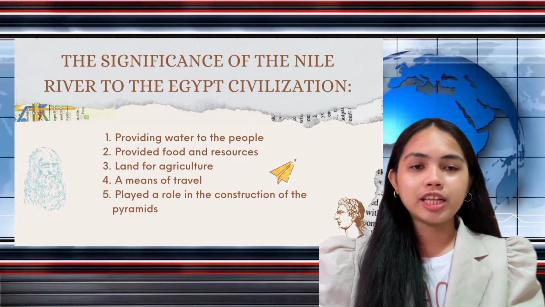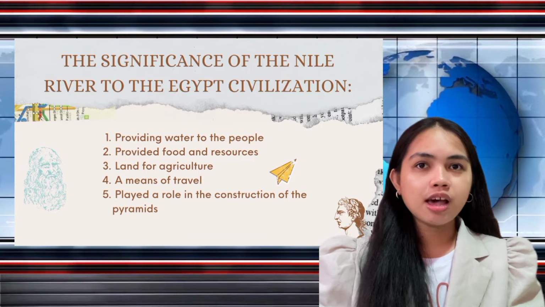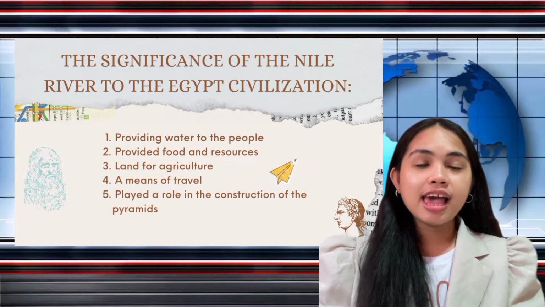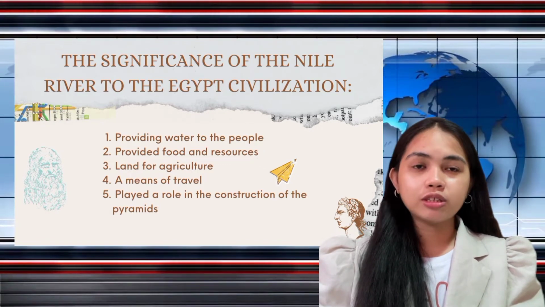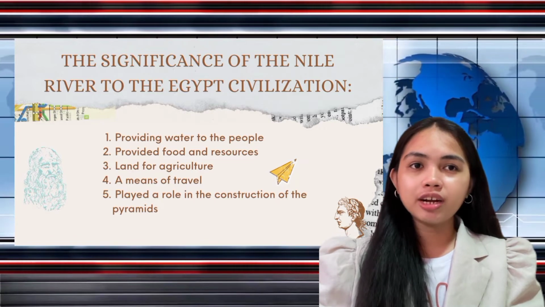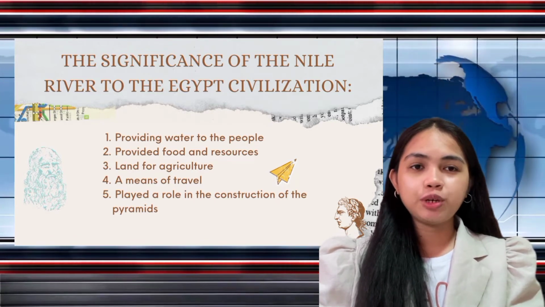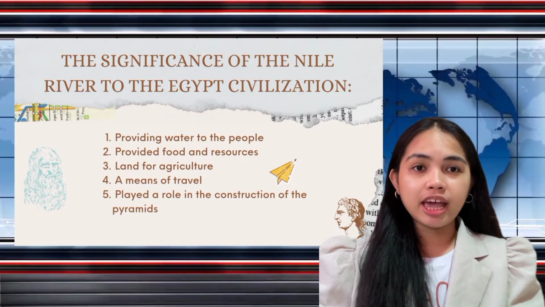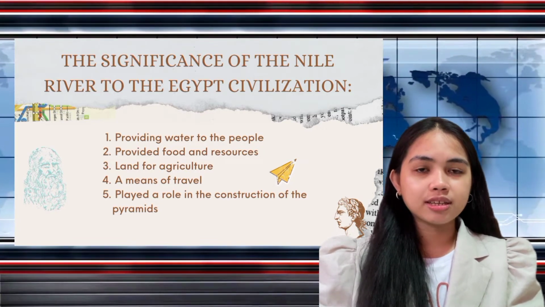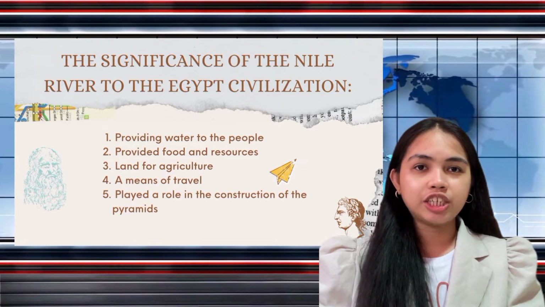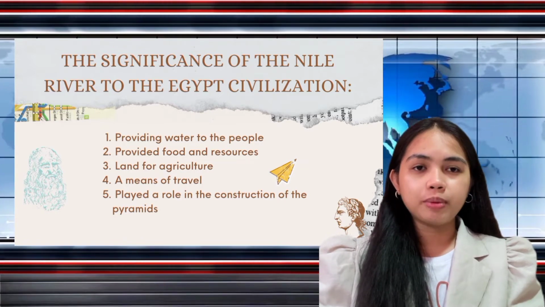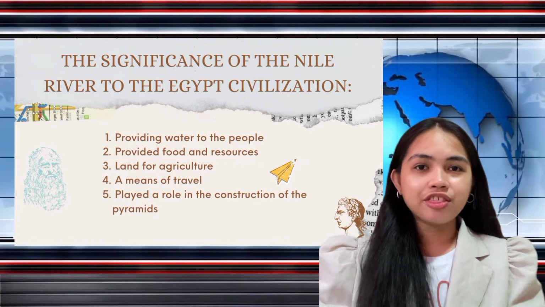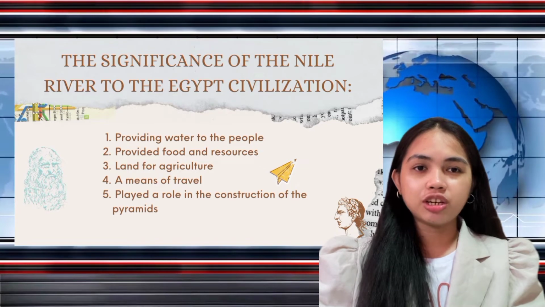Its importance to ancient Egyptian civilization includes providing water to the people, food and resources, and land for agriculture. Consequently, to nurturing agriculture, the river served as a vital transportation route wherein people mastered and became skilled at making and riding wooden boats and oars. Also, it was critical in the transportation of materials for building projects and other large-scale endeavors. Lastly, the river played a role in the construction of the pyramids.